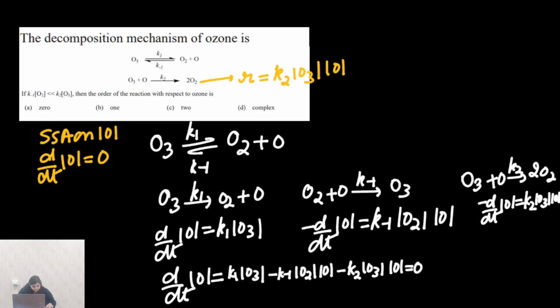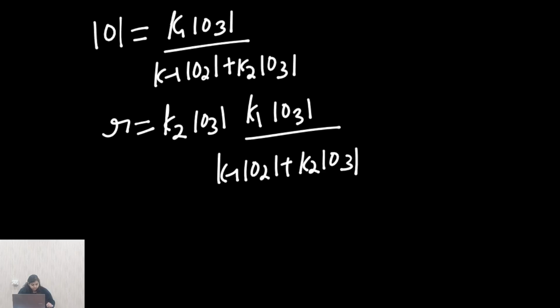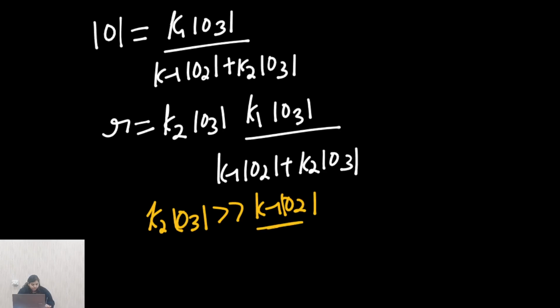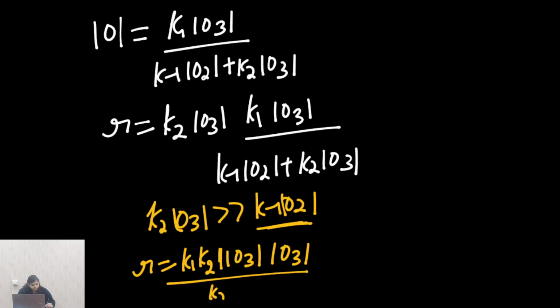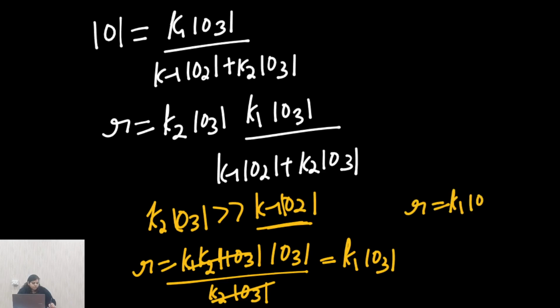Now this condition was given, that K2 times O3 is much greater than K inverse O2. K2 times O3 is much greater than this. So you can substitute it, and we can eliminate this one because it is very small. So the rate becomes K1 into K2 into O3 into O3 upon K2 times O3. So this and this will get cancelled out. The rate becomes K1 times O3.